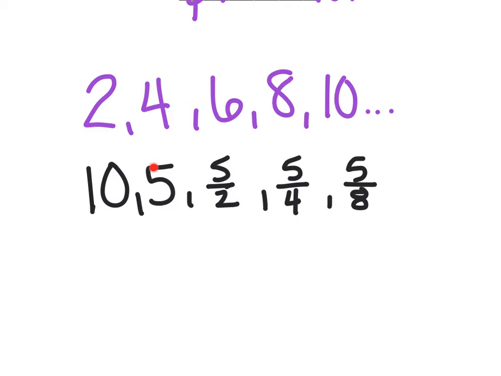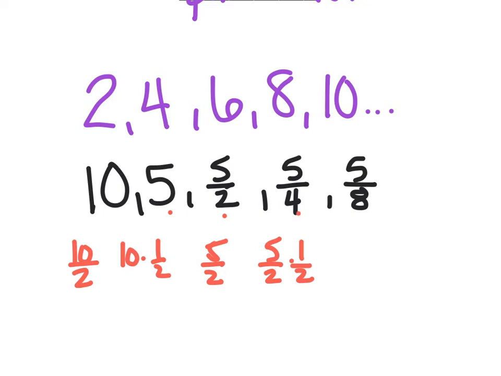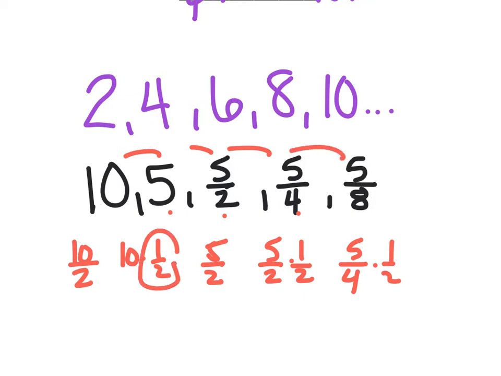How else could I go from 10 to 5? Well, besides subtracting 5, I could multiply by a half or divide by 2. So I'm thinking 10 divided by 2, which is the same thing as 10 times 1 half, is 5. 5 divided by 2, or 5 times a half, is 5 halves. 5 halves divided by 2 is really 5 halves times 1 half, which is 5 fourths. 5 fourths divided by 2 or multiplied by a half is 5 eighths. So in this case, our pattern takes place by multiplying by a half, whereas in this first example, our pattern took place by adding 2.